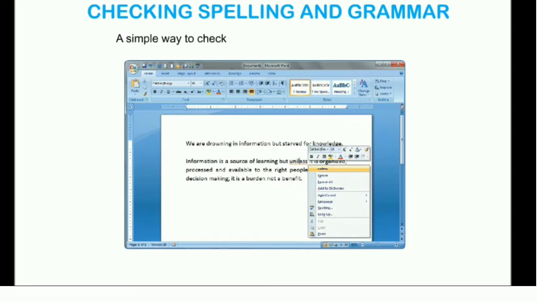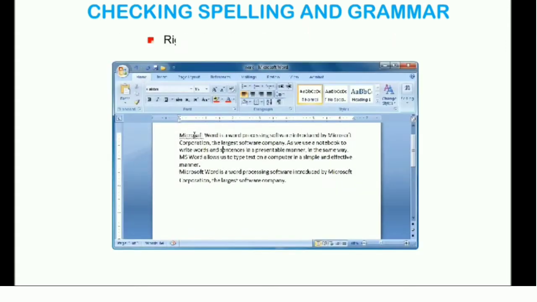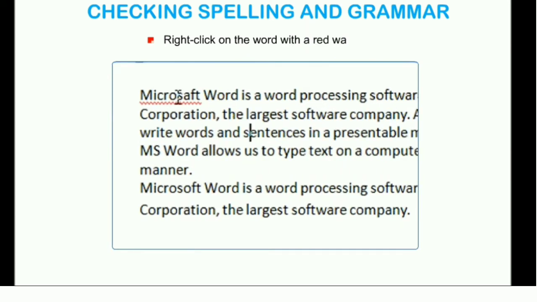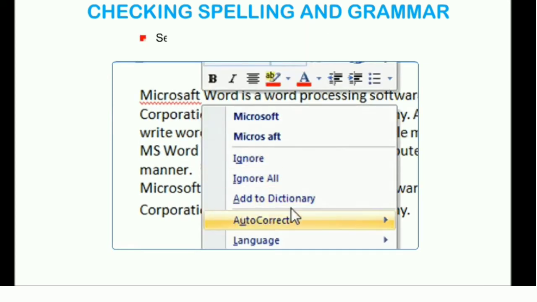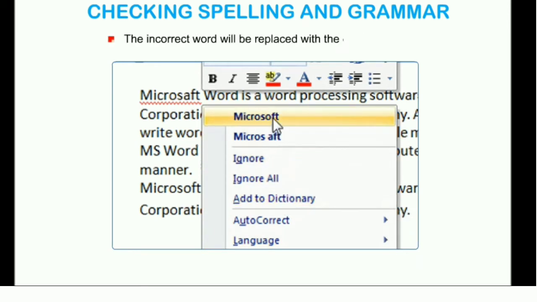A simple way to check the spelling of any word is as follows. Right-click on the word with a red wavy line. Select the correct spelling from the shortcut menu. The incorrect word will be replaced with the correct spelling.